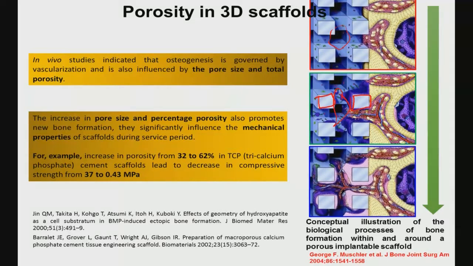But one cannot arbitrarily change the porosity fraction. For example, an increase in pore size and percentage porosity promotes new bone formation, but at the same time significantly reduces the mechanical properties. Just to give an example, if the porosity increases from 32 to 62% in one of the implantable bioceramics, that is tricalcium phosphate, then the strength goes down by an order of magnitude, from 37 to 0.43 megapascal. So, it comes down from 37 megapascal to less than 1 megapascal when the porosity just about doubles, from 32 to 62%.